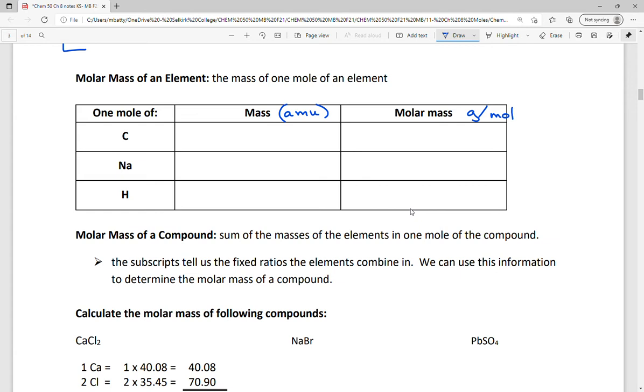So off the periodic table, we know that carbon has an atomic mass of 12.01 AMUs, and that means that 1 mole of carbon actually weighs 12.01 grams. And so we list that. We're just changing the units here into molar mass. It doesn't seem like I'm doing a whole lot. What I'm saying now is that 1 mole of carbon is 12.01 grams.